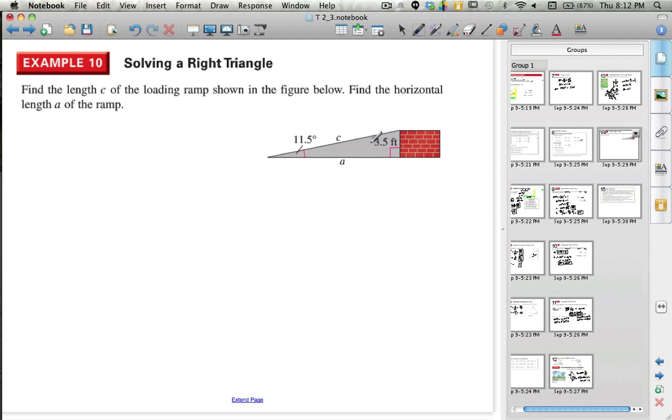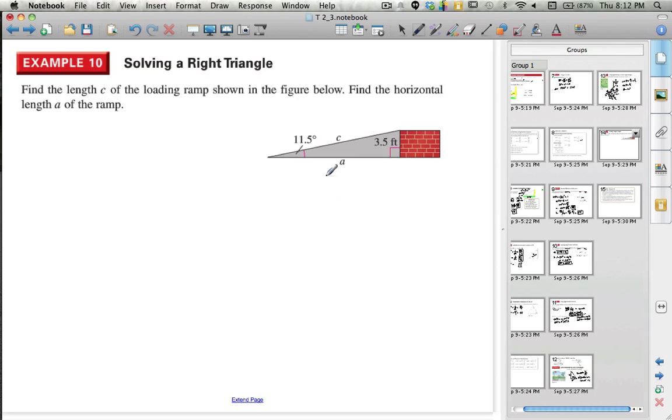So there are limits to how steep I can make this ramp. In this case, let's say I've got a city code that says I can't make my ramp any steeper than 12 degrees. So to play it safe, I'm going to go 11.5. And I know I've got to go from level ground to a landing that's 3.5 feet. I want to know, A, as I start building my form, how far out from the base of this do I have to go? And C, I need to know what's the actual distance people are going to travel.